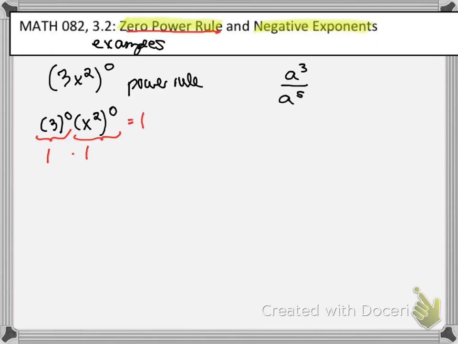Okay, let's look at the second example here, which is using our rules of negative exponents. So really, when you think about it, we are going to be employing the quotient rule. So if you need a review of the quotient rule, you can go back and watch my previous videos, or you can simply look at any of my example videos from 3.1. So the quotient rule says that we need to subtract these exponents.